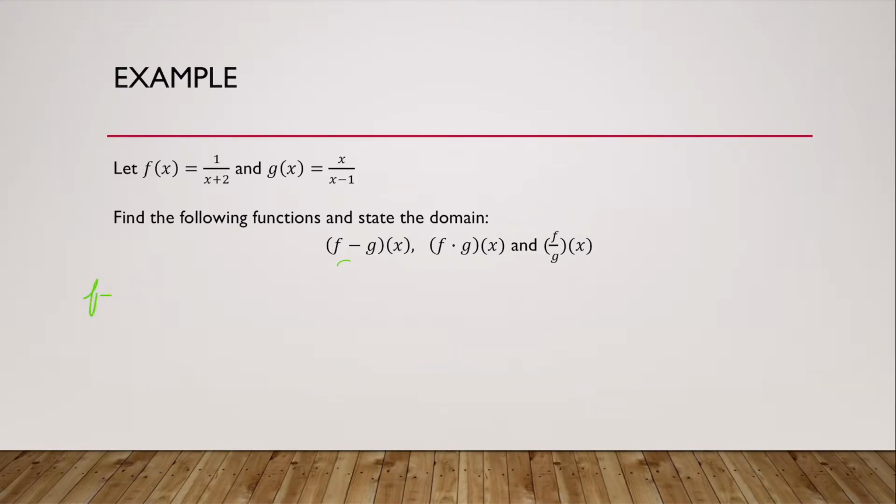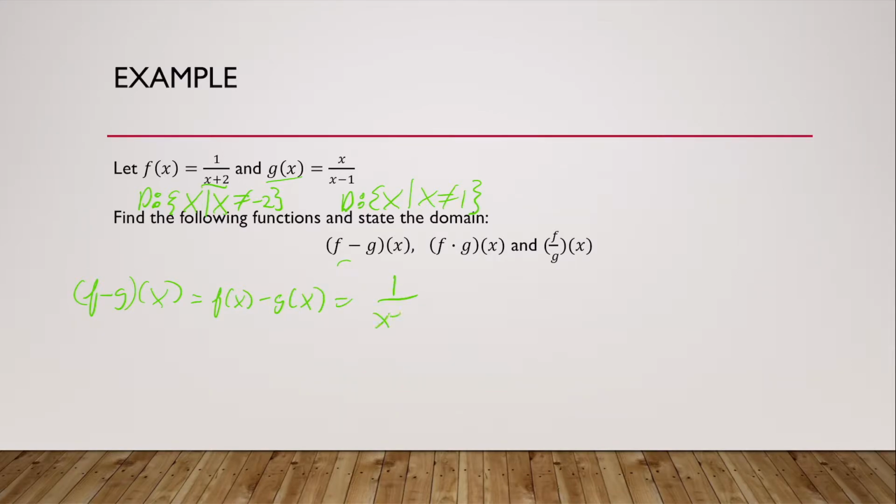So first off, I'm going to take f minus g of x. I can verify that these are both functions, but let's go ahead and state the domain of them individually. So the domain of f of x is x such that x doesn't equal negative 2, because negative 2 plus 2 would equal 0. And the domain of g of x would be x such that x doesn't equal 1, because 1 minus 1 would be 0 and we can't divide by 0. So f minus g of x is going to be f of x minus g of x.